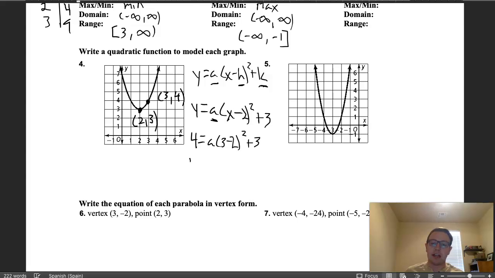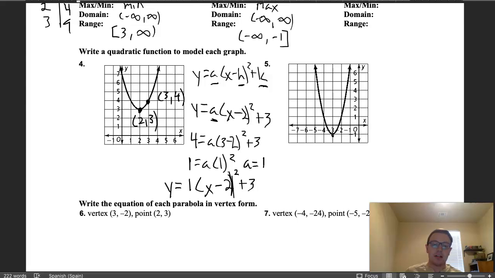We subtract the 3, we get 1 is equal to a times 1 squared, or a is equal to 1. So now we have a, we have h, and we have k, meaning we can just substitute each of those values in to get our equation: y is equal to 1 times (x minus 2) squared plus 3. Let's do the second one as well.